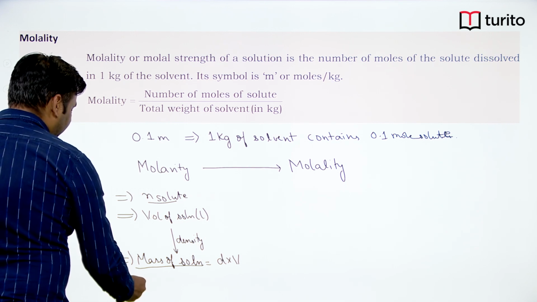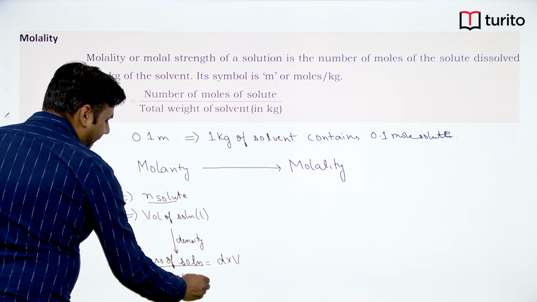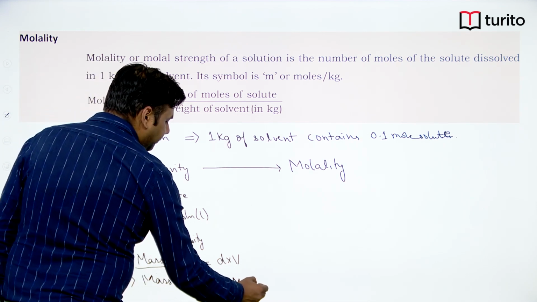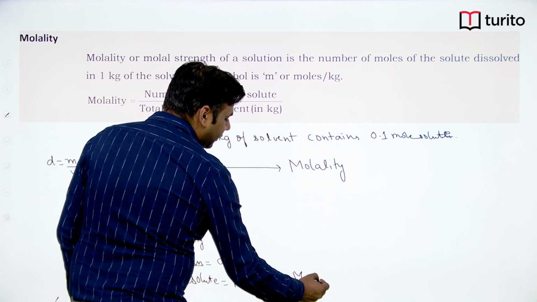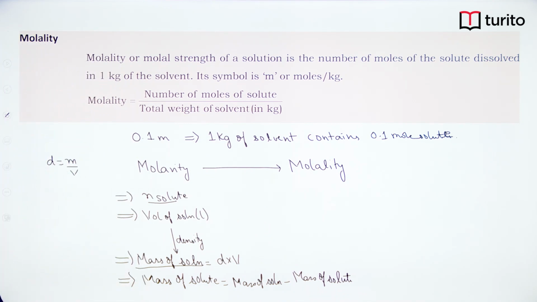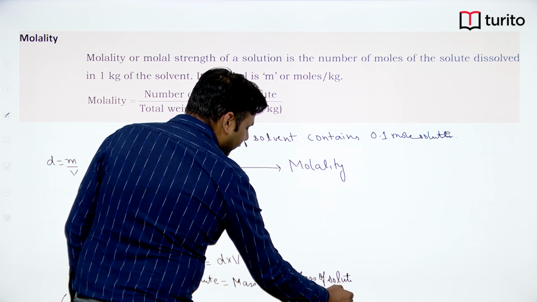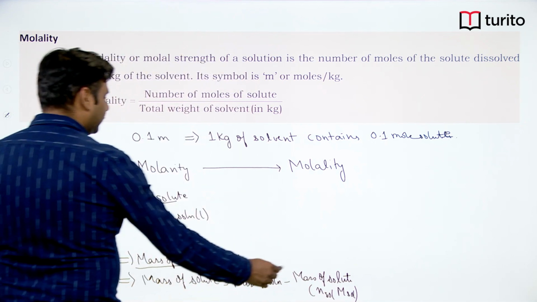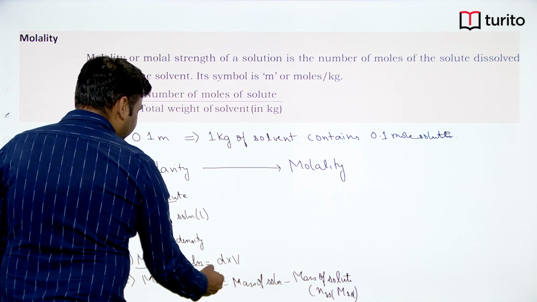Now we want to find the mass of solvent. So what I would need is the mass of solution minus the mass of solute. Also, I know the moles of solute, and I would know the molar mass, so I will multiply the moles of solute into the molar mass of solute. So we'll get this quantity also. When we subtract, we will get the mass of the solvent.